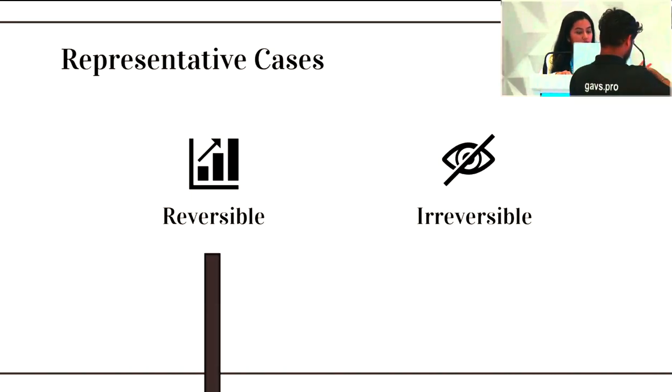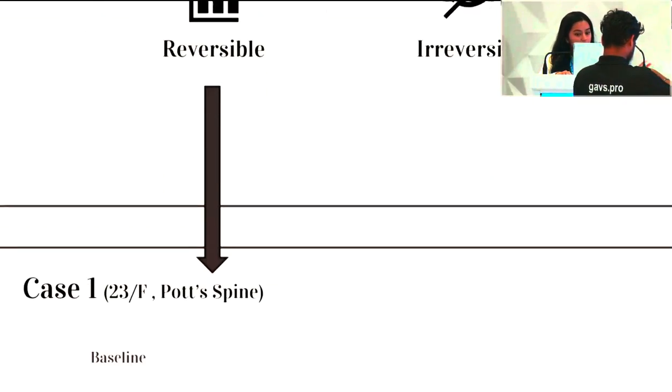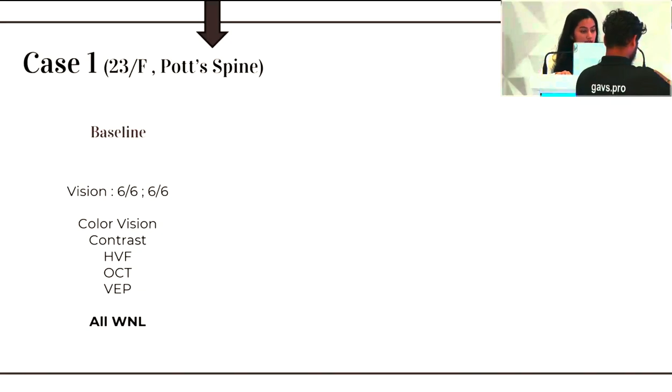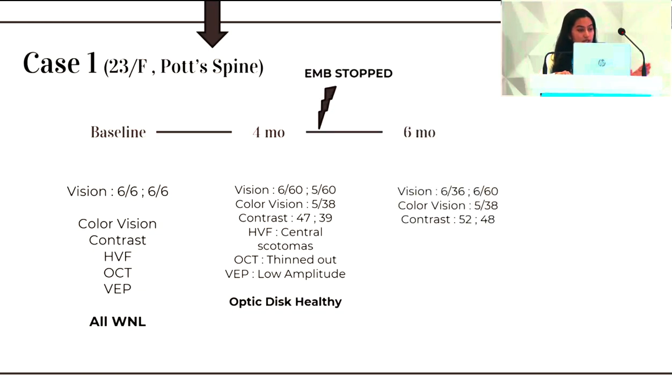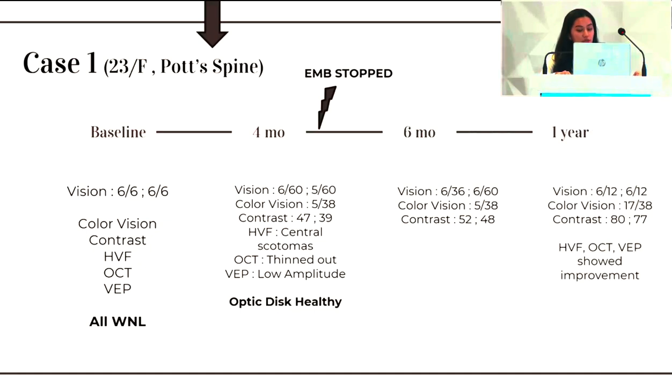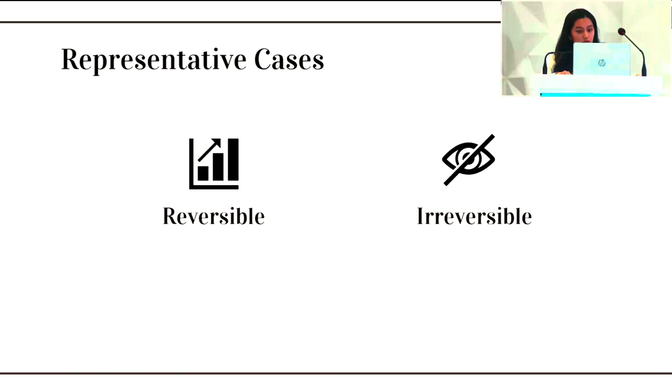Broadly, the cases which we came across were reversible and irreversible. A case of each category is shown. Such was the case of a 23-year-old female with Pott's spine who was fine until her 4th month of treatment when she started experiencing blurring of vision. All the parameters also showed decline, but the optic disc was relatively healthy. So immediately ethambutol was stopped, and gradually by the end of 1 year, she showed gradual improvement, and all the parameters also improved. The other group of patients were not so fortunate.